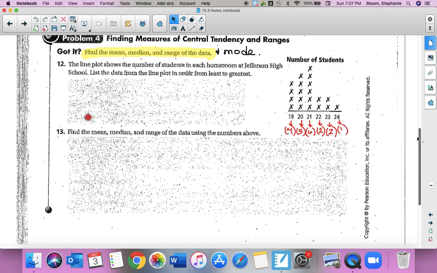So we're going to list this all out. So there's 19 4 times. So I'm going to list 19 4 times. And then I'm going to list 20 5 times.